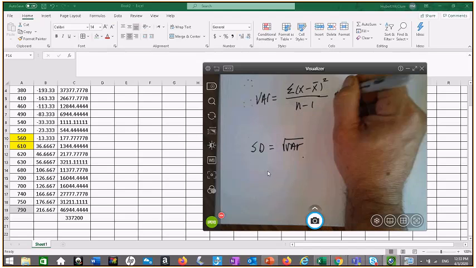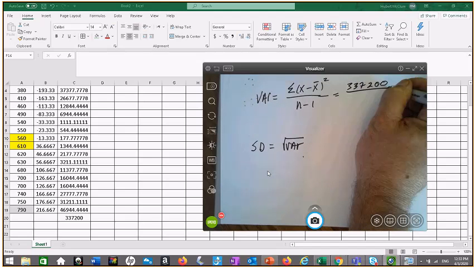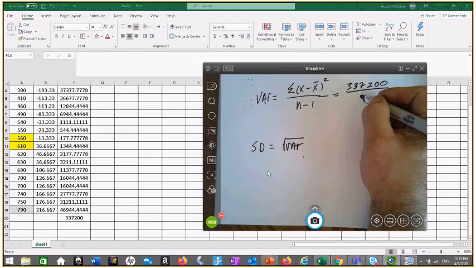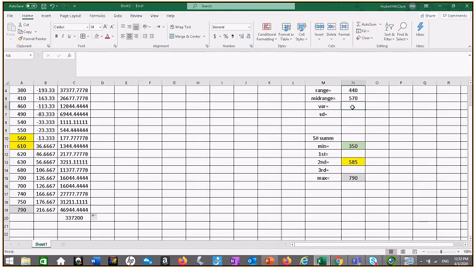337,200 divided by, and what's 18 minus 1? 17. So I'm going to divide that number by 17, and that's going to be my variance. Divided by 17. And now I'm going to take the square root, or raise that to the 1/2 power. They're both the same thing. 6.5. There is your standard deviation.